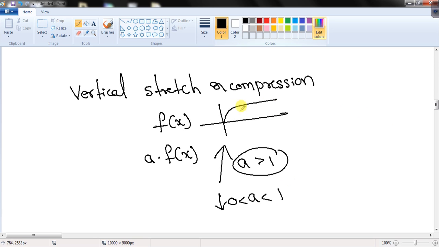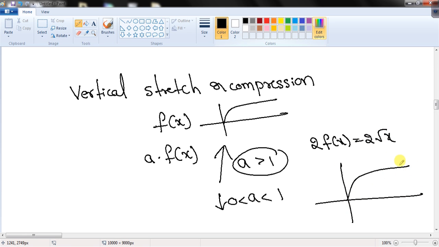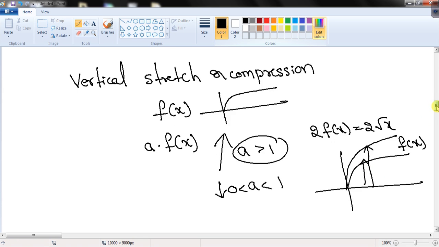Example, take the graph of f of x equals root x. If I need to draw the graph of 2 times f of x, that is 2 root x. If this is the graph of f of x, then the graph of 2 root x, vertically you can see this height is this, but this height is this much. Vertically it is increasing in height. So this is called vertical stretch.